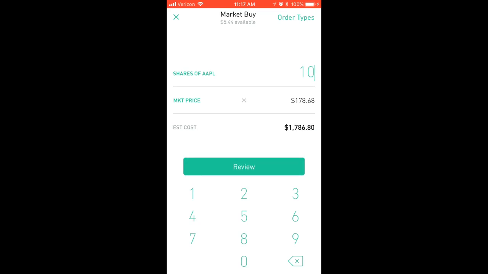The market price right now is $178.68, but that might fluctuate a little bit from when the time you hit review and then scroll up. So as you can see, it moved to $178.67. So you might not get filled at the exact price you would like to.